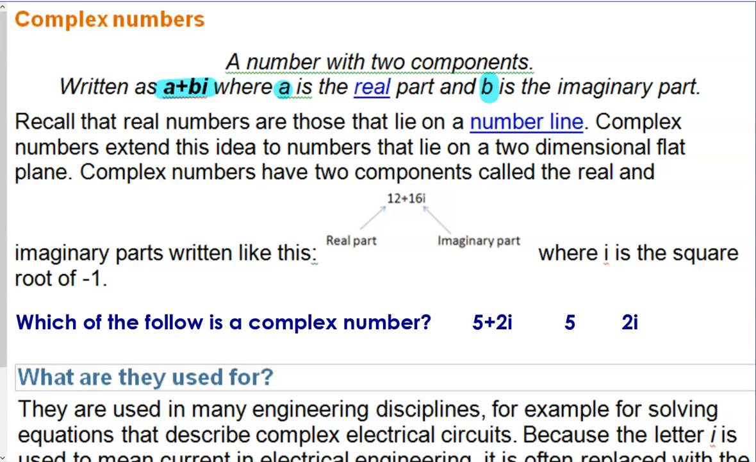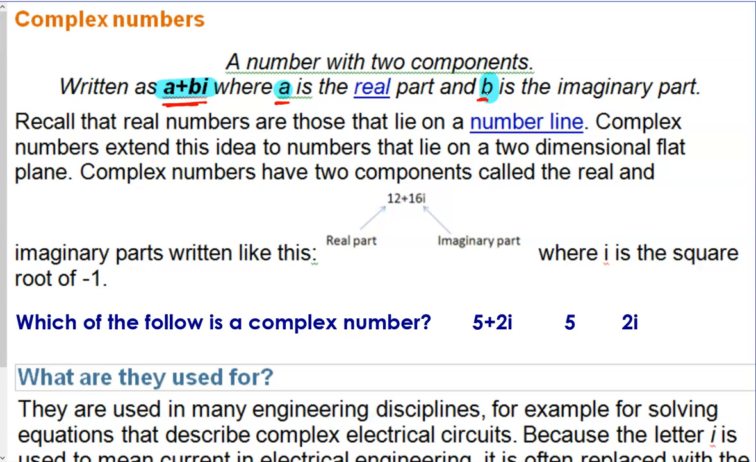So a complex number has two different components, okay? It is written as a plus bi, where a represents the real part and b represents the imaginary part. It makes sense because the a stands by itself, and the b is attached to the i, or the imaginary.